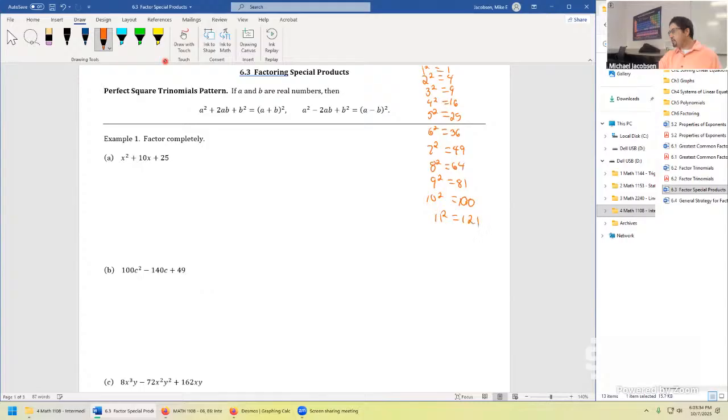11 squared is 121. And this is where it starts to get a little bit vague, foggy. You might reach for a calculator at this point. 12 squared is 144. 13 squared is 169. And this is the point at which I'd personally tap out and say, see the calculator. But these are the perfect square integers.